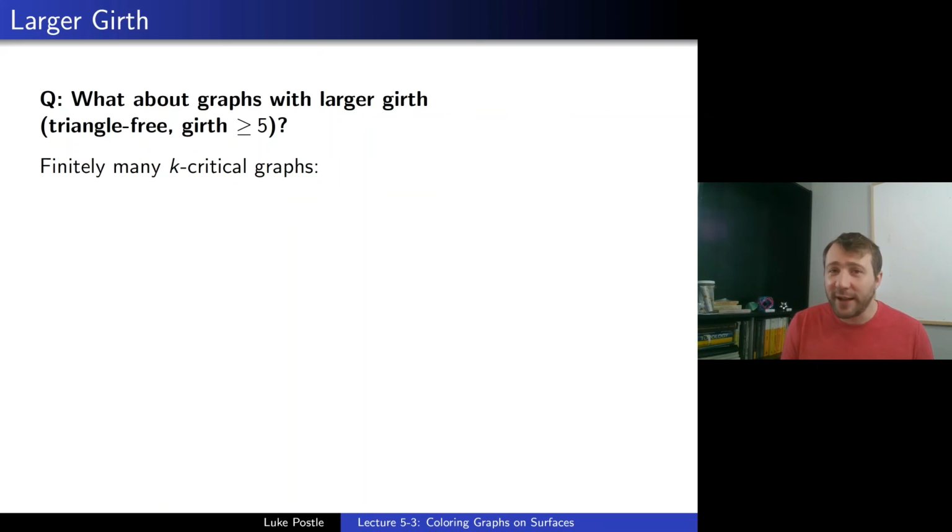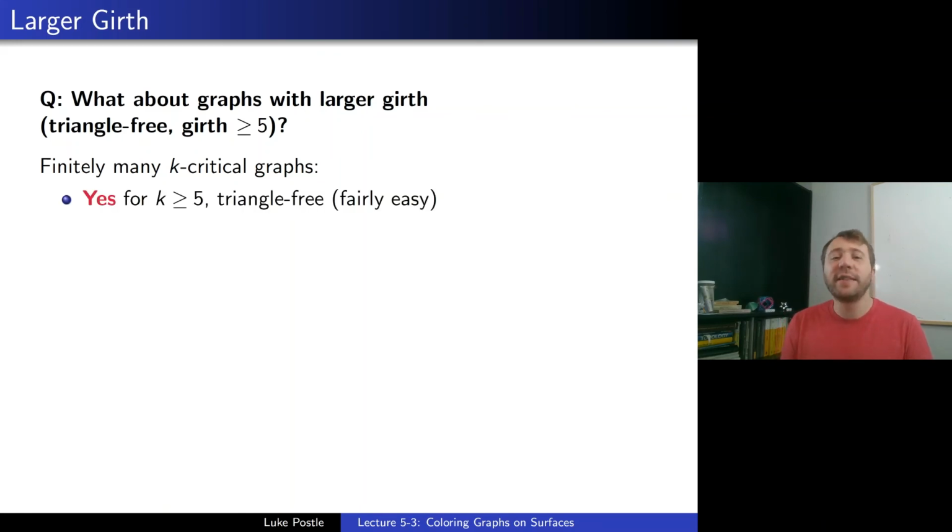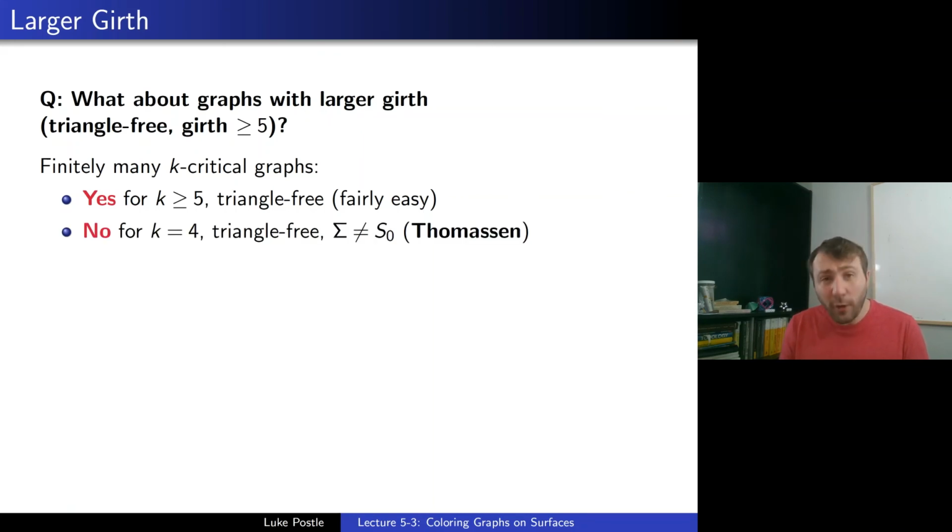Well, what about the finitely many k-critical graphs? That's yes for k at least 5 and triangle-free. So when you're triangle-free and you want to do 4-coloring, that was easy in the plane, and so it's actually fairly easy to prove the finitely many here, and that would give you locally planar and algorithms as well. It is no, though, when k is 4 and triangle-free, and you're not the sphere, right? So for the sphere, there aren't any 4-critical triangle-free graphs by Grötzsch's. For anything else, the answer is no, and that's a result of Thomassen.